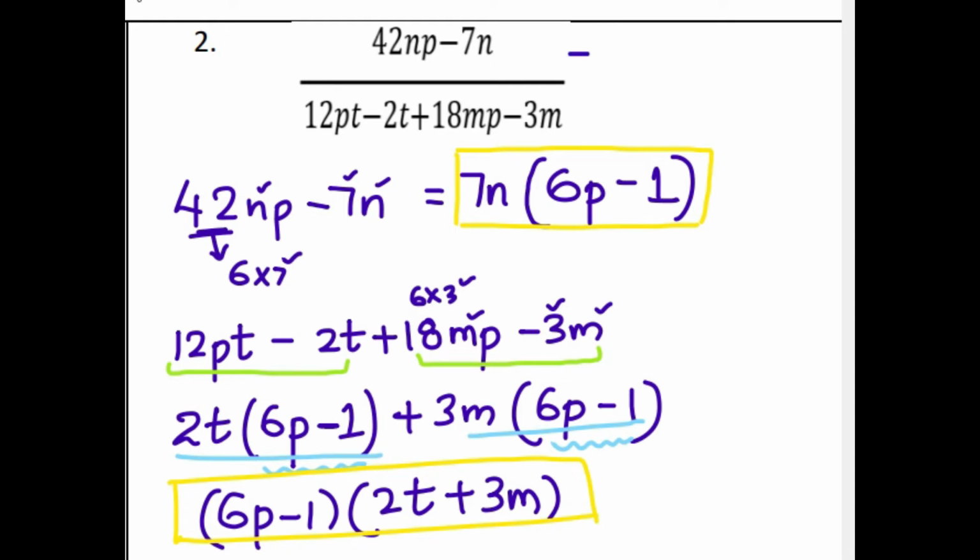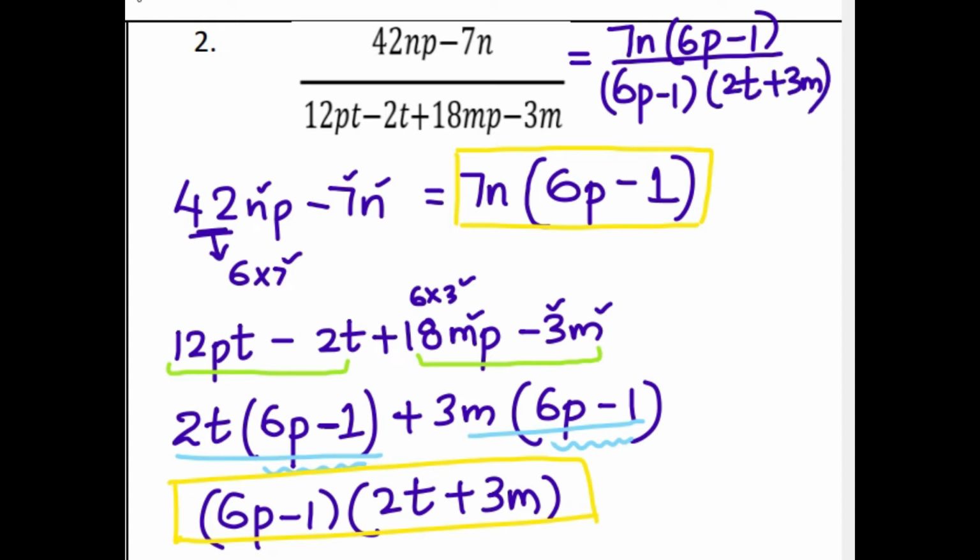So you can write this fraction is going to look like 7n times 6p minus 1 divided by 6p minus 1 times 2t plus 3m. As you did earlier, you can strike off the common terms in the numerator and in the denominator, to just cancel them. And your final answer will look like 7n divided by 2t plus 3m.